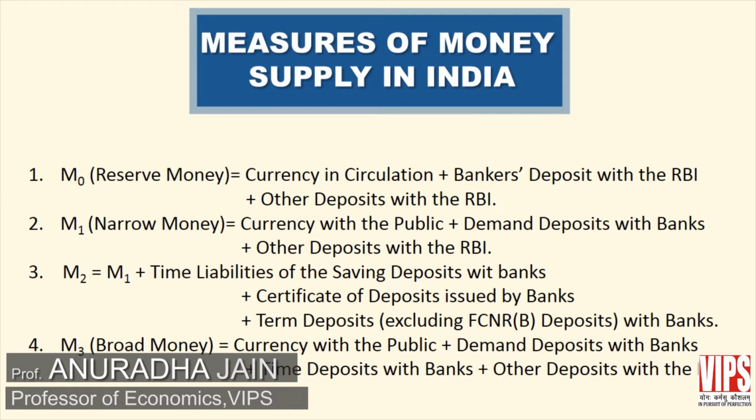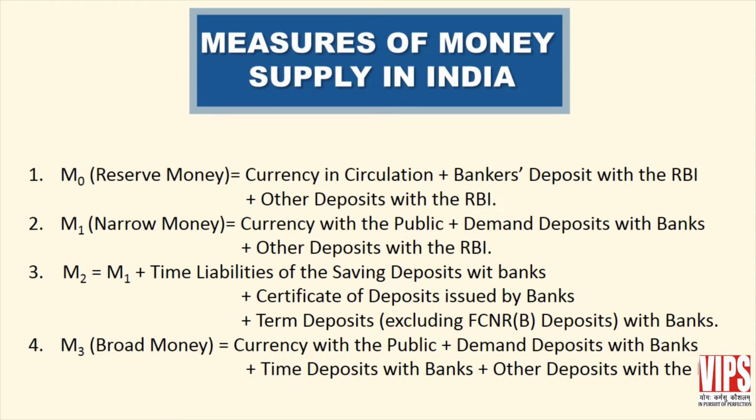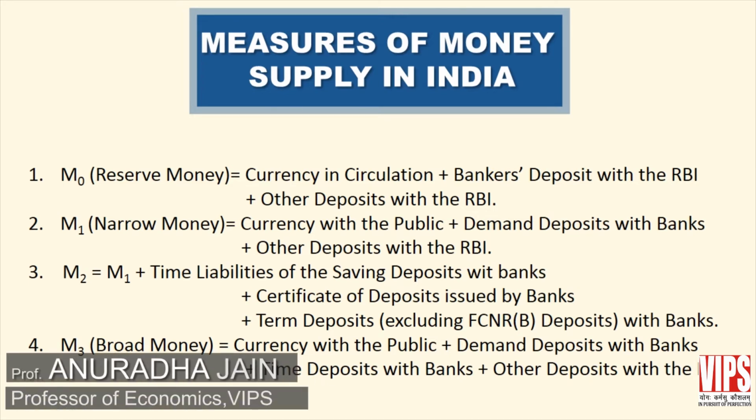First is M0, that is reserve money, which consists of currency in circulation plus bankers' deposits with RBI and other deposits with RBI. Then comes M1, which is narrow money: currency with the public and demand deposits with banks and other deposits with RBI. Then M2, which is equal to M1, that is narrow money, plus time liabilities of saving deposits with the bank. In M1 there were only demand deposits, but M2 includes M1, that is demand deposits, plus time liabilities with the bank.